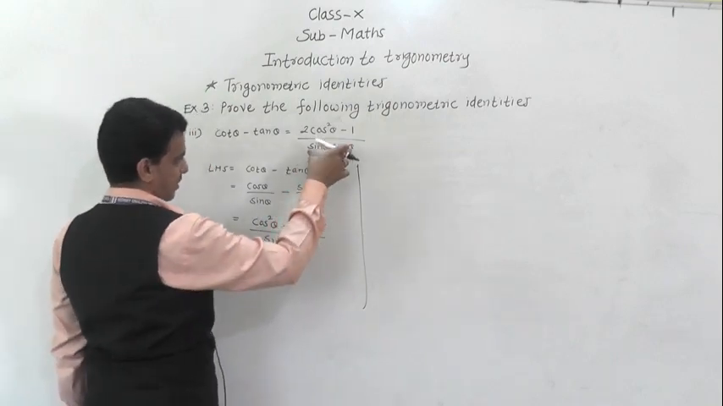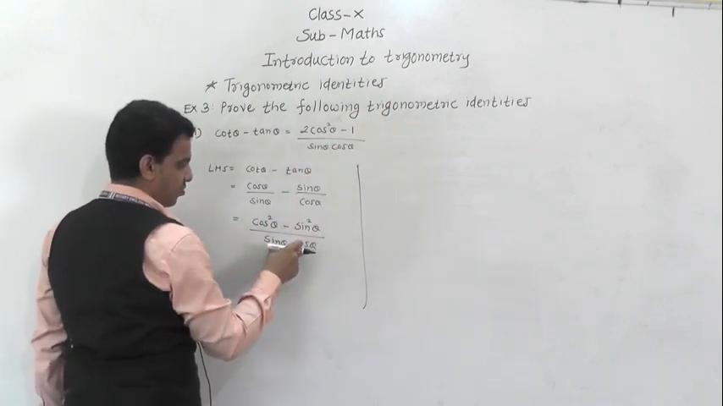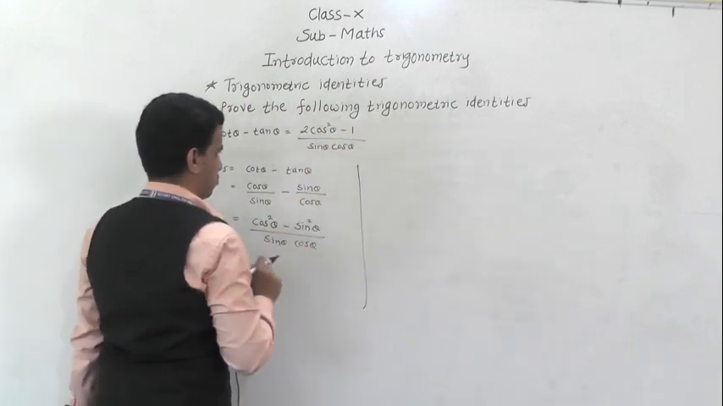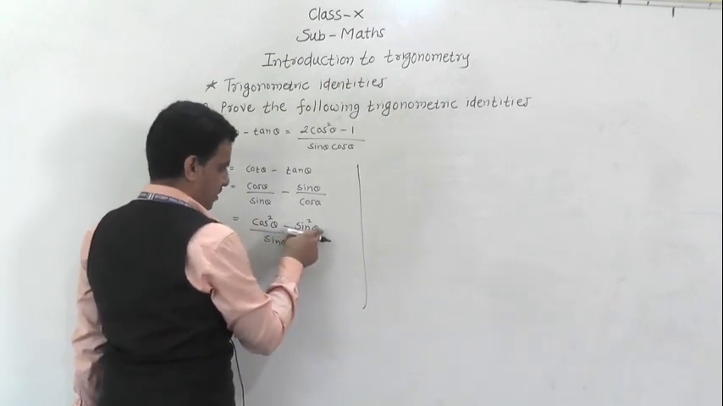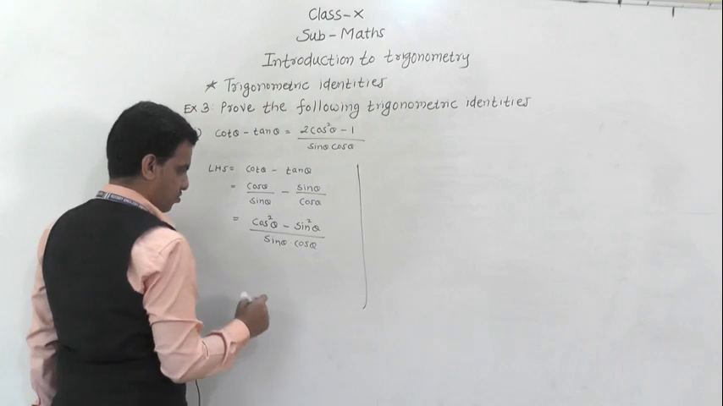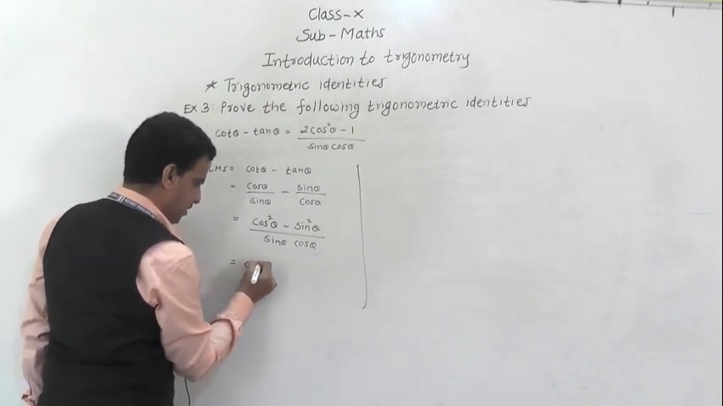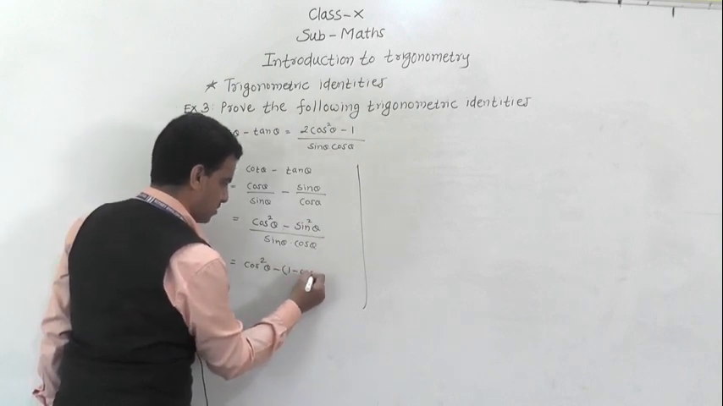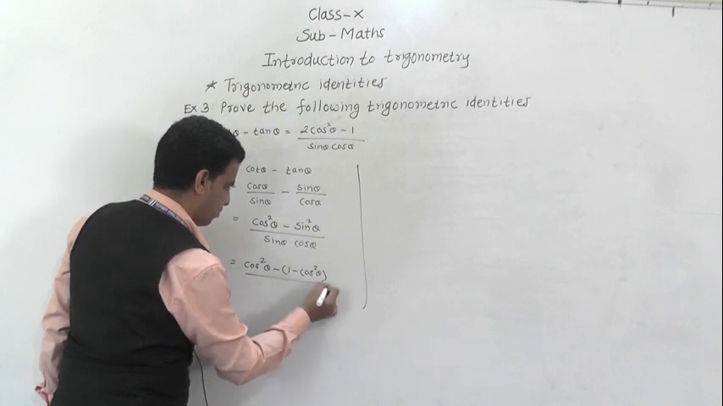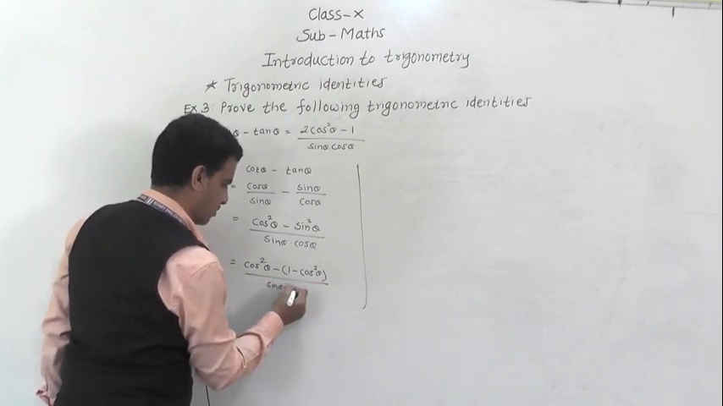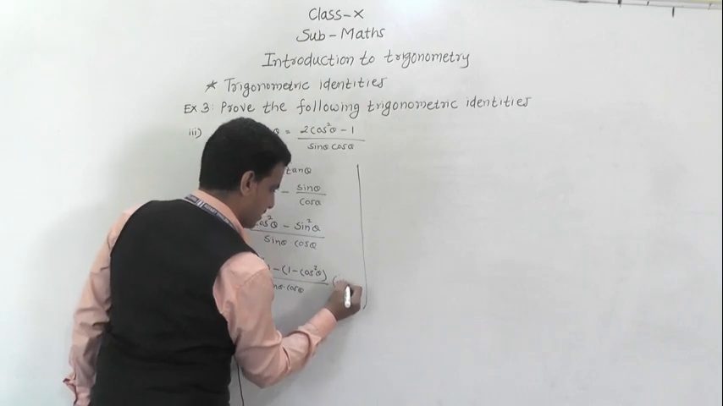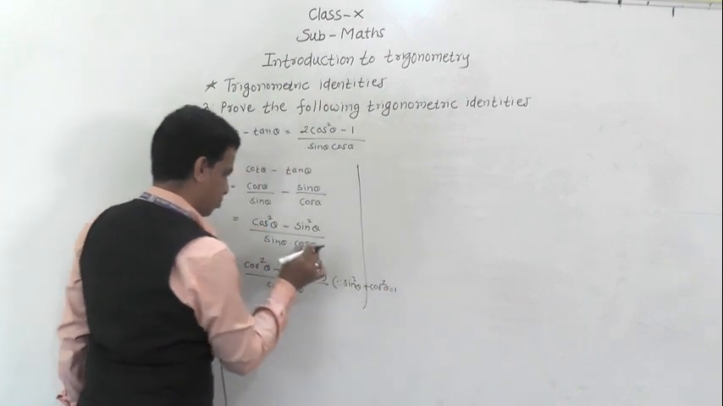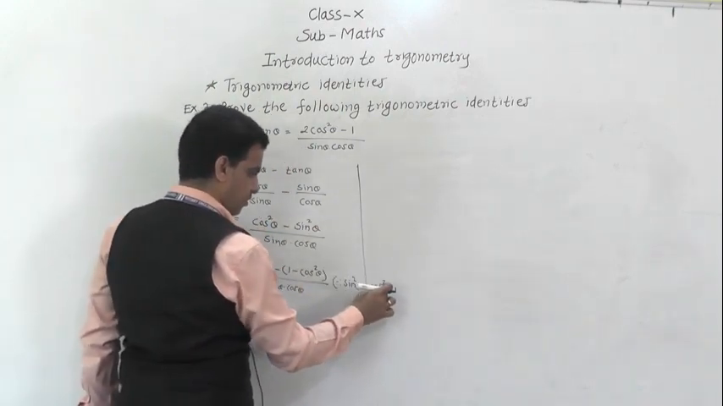Now see this RHS denominator, we have sin theta into cos theta. Okay, only in the numerator we want 2 cos square theta minus 1. So here the value of sin square theta we can replace by 1 minus cos square theta. Okay, so cos square theta minus (1 minus cos square theta) upon sin theta into cos theta, because we know that sin square theta plus cos square theta is equal to 1. So sin square theta we can put as 1 minus cos square theta.